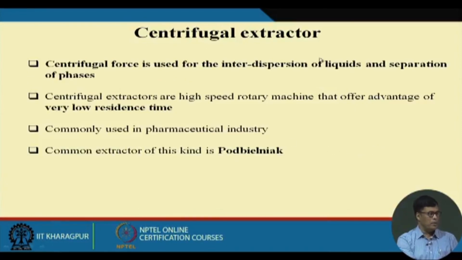Now, the centrifugal extractor is used for interdispersion of liquid and separation of phases. Centrifugal extractors are high speed rotary machines that offer the advantage of very low residence time, and are commonly used in the pharmaceutical industry. A common extractor of this kind is the Podbielniak.